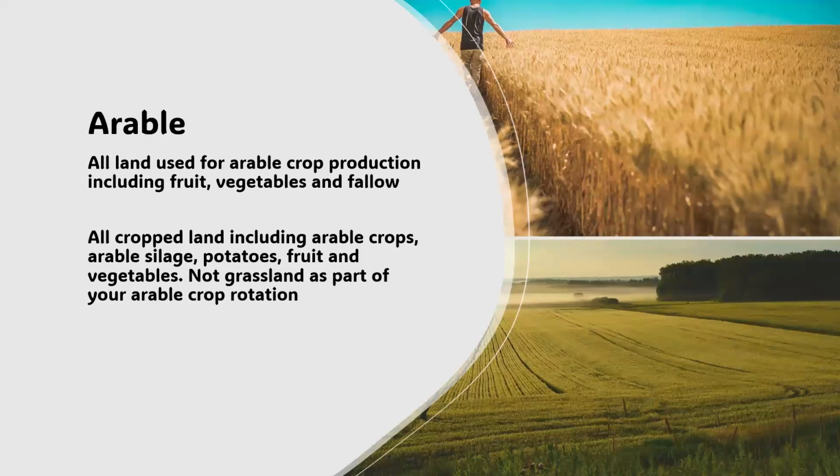Okay, so arable ground, as straightforward as it sounds. So all land that is being used for arable crop production, and that includes your fruits, vegetables, and fallow. So if there's an arable crop in there, if we're looking at either spring or winter crops, it could be barley, it could be wheat, it could be potatoes, it could be any number of vegetable crops, it could be fallow, depending on what you're doing with your field at any given time.